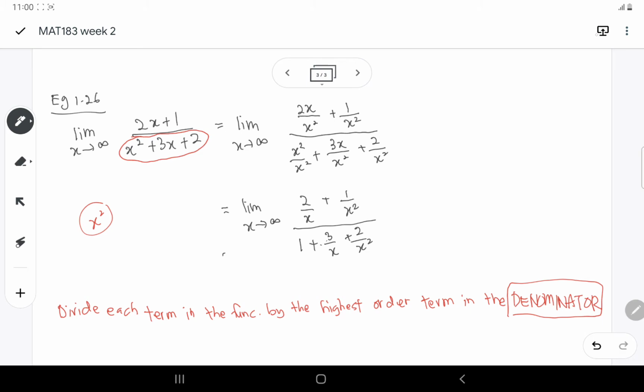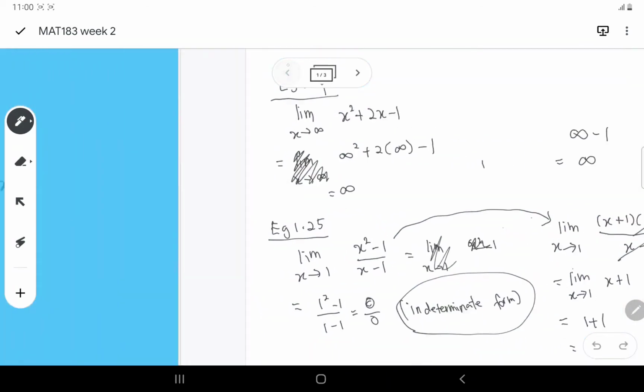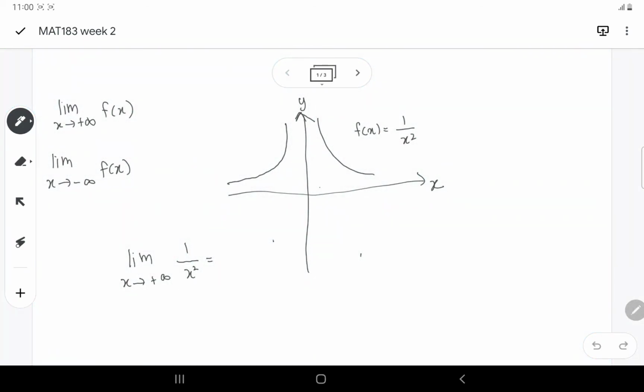Okay, then if we recall example 1.23, tadi kita tengok yang ni, eh. Okay, ni example 1.23. This answer will lead to 0, and then limit x tends to negative infinity, 1 over x squared is also equal to 0. Tadi kita dah bincangkan kat example 1.23 tadi.